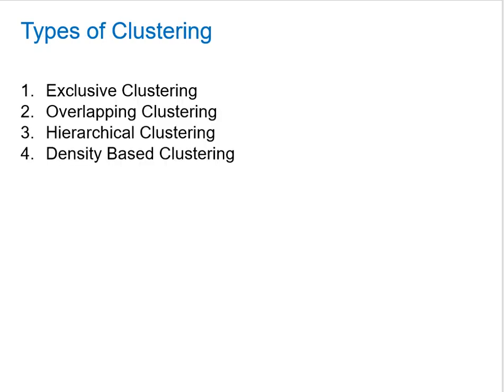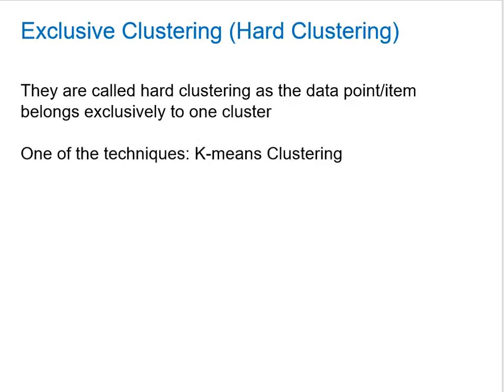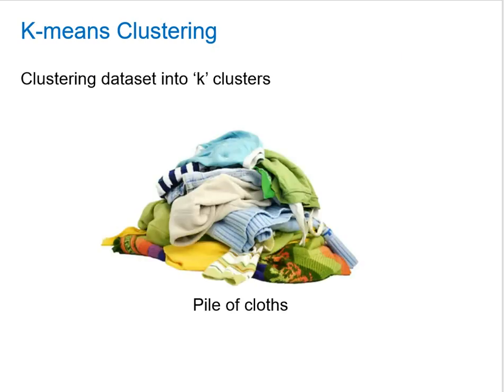There are different types of clustering. The first one is exclusive clustering, then overlapping clustering, hierarchical clustering, and density-based clustering. We're going to see a little more on the exclusive clustering, which is also called hard clustering. It is called hard clustering because the data points or items belong exclusively to one cluster. One of the techniques under this is the K-means clustering, which we are going to see with examples. Here K stands for the number of clusters we need.